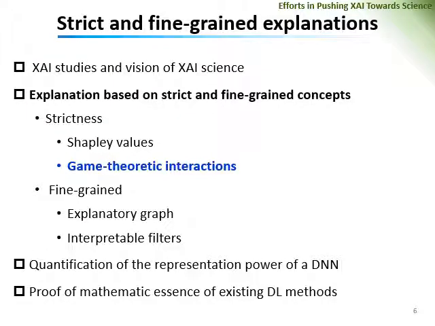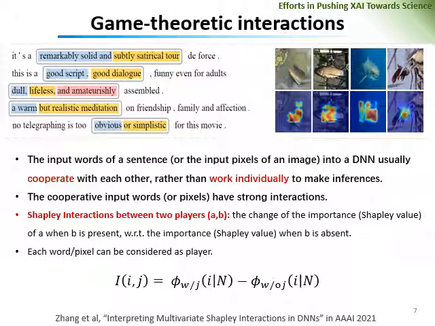The Shapley value estimates the importance of each input variable over the DNN. Then, let us focus on the interactions between different input variables. For most AI tasks, for example, the classification of an image or of a sentence, the input variables do not work individually. Instead, they cooperate with each other to form some inference pattern to make the prediction. So, let us focus on the interactions between input variables.